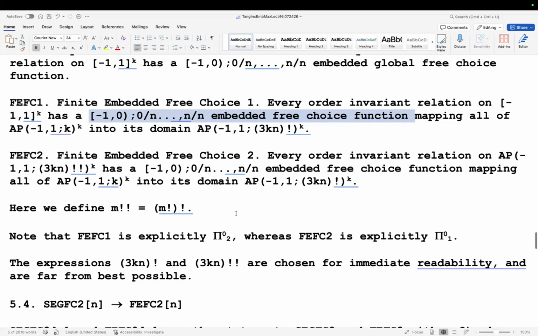There's an iterated form of this, and it starts to get, of course, less pretty. But you see that this is one iterate. Oh, by the way, I did finally prove, and that was going on for a while, something like this that I didn't understand. If you just say that every order invariant relation has an embedded free choice function defined on any arithmetic progression, and don't say anything like this kicker that it goes into the domain, then you can actually prove it in RCA naught.